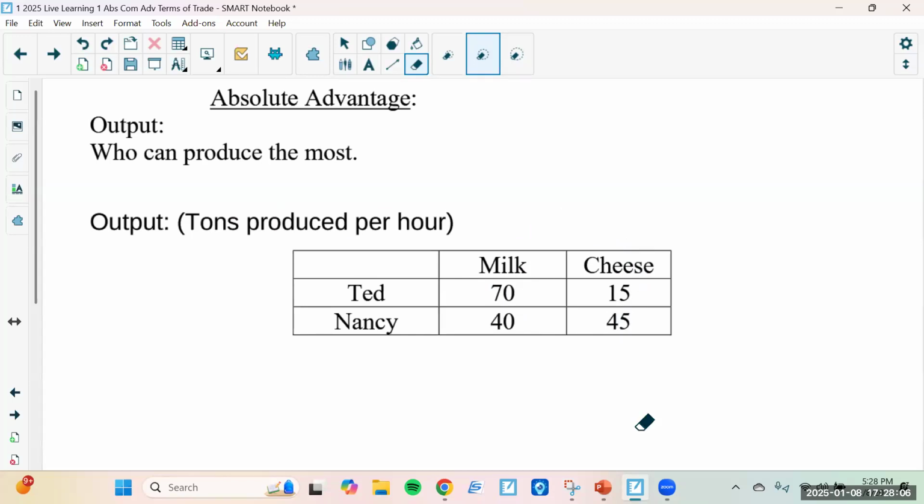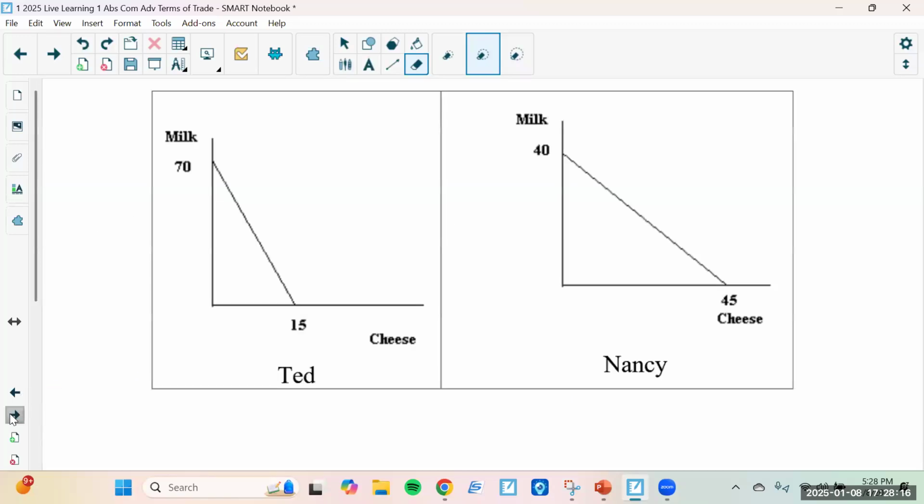Now I say or because there's an opportunity cost here. They can't produce both of those. What I'm actually giving you here is numbers for a production possibility curve. This is how much Ted can possibly produce. He could produce way up here and produce 70 tons of milk and 0 cheese, or 15 tons of cheese and 0 milk. Yes, he can produce 35. What would that be? That would be 35 and 7.5 tons. Yes, he can. He can produce at that point right there.